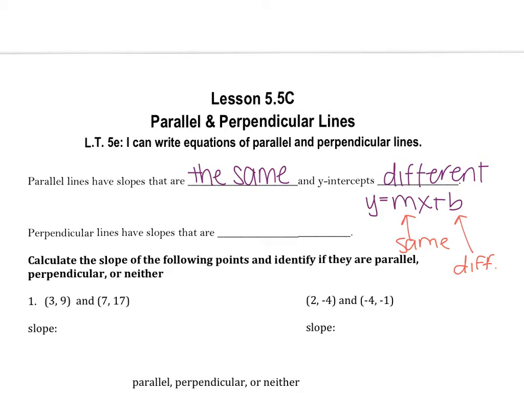Perpendicular lines, on that second one there, have slopes that are opposite reciprocals. So parallel lines have the same slope. Perpendicular lines have opposite reciprocals. And we practiced that yesterday where we did the opposite of the slope and then you flipped it. So it's the opposite and flipped.